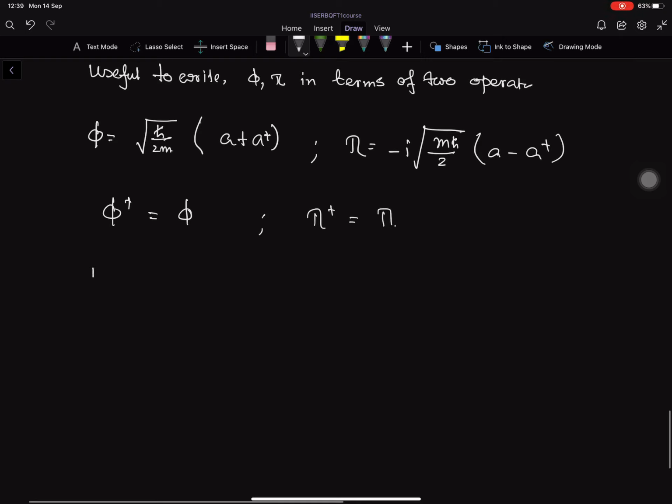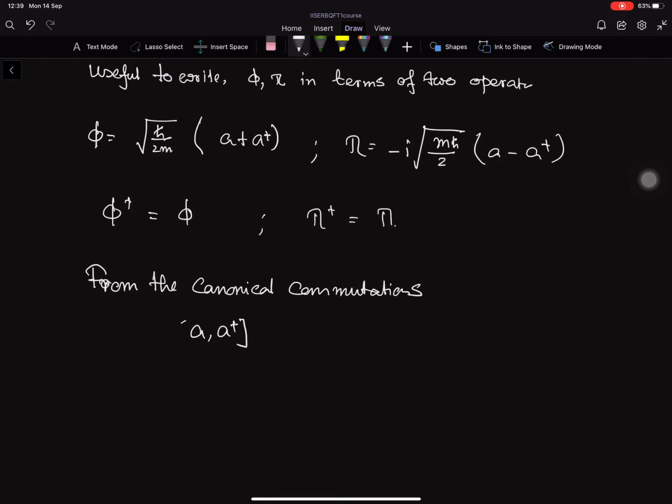Then from the canonical commutation relations, it follows that the commutator of a and a dagger is 1. a commutes with itself, and also a dagger commutes with itself. Okay. Good? All good? Great.